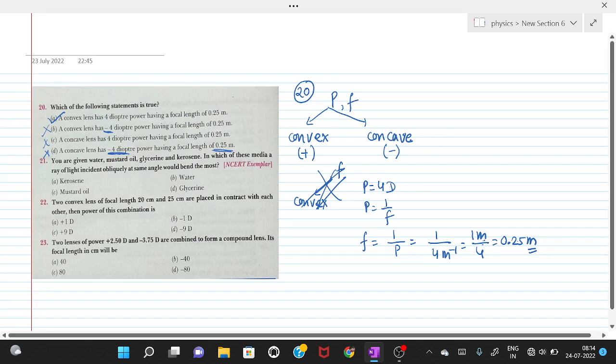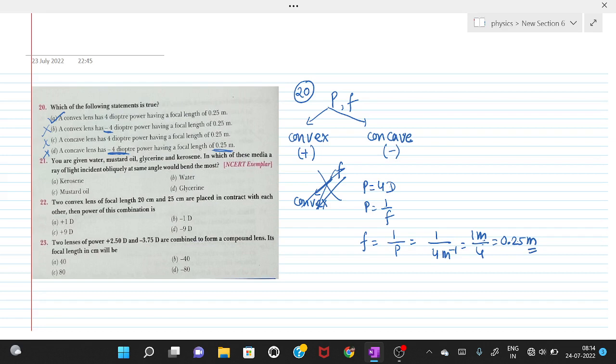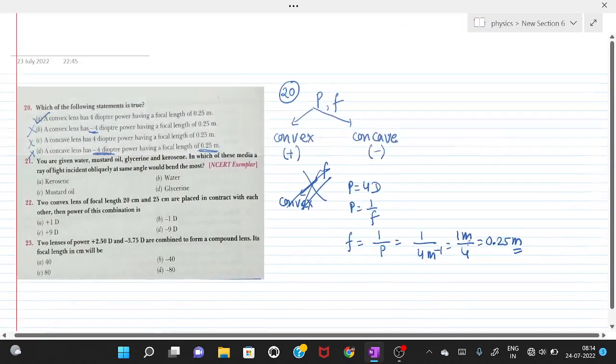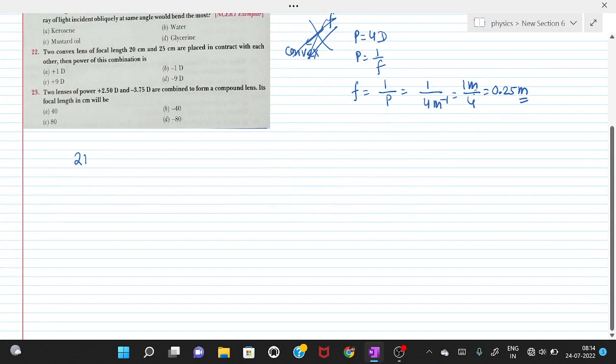Now we are going to see question number 21. First we are going to read the question. You are given water, mustard oil, glycerin and kerosene. In which of these media would a ray of light incident obliquely at some angle bend the most? To discuss question number 21, first I am going to explain a few points. Let us suppose we have some media here. It is medium 1, it is medium 2. Medium 1 is rarer, medium 2 is denser. So when a ray of light goes from a rarer medium to a denser medium, it bends towards the normal. Now I'm going to draw one more diagram here.